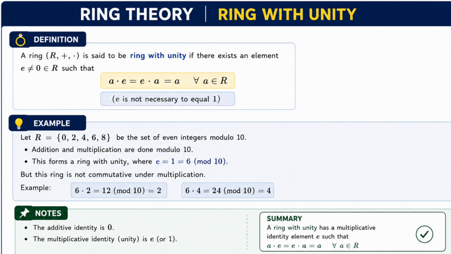Similarly for 4, I multiply 6 with 4, it gives 24, and under modulo 10 it equals 4. So when we multiply 4 with 6, it again gives 4. That is why 6 is the multiplicative identity here. Another example: if you consider {0, 2, 4} under modulo 6, then 4 will be the multiplicative identity. So what we got here is that the multiplicative identity is not necessarily equal to 1. But note that the additive identity is 0.